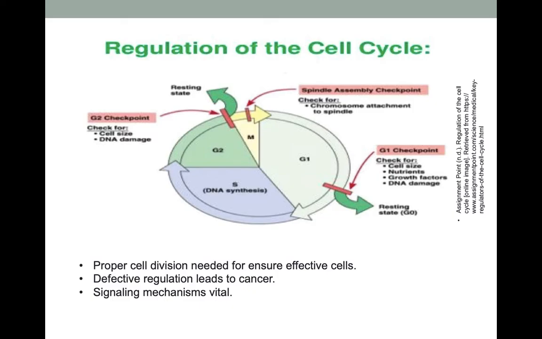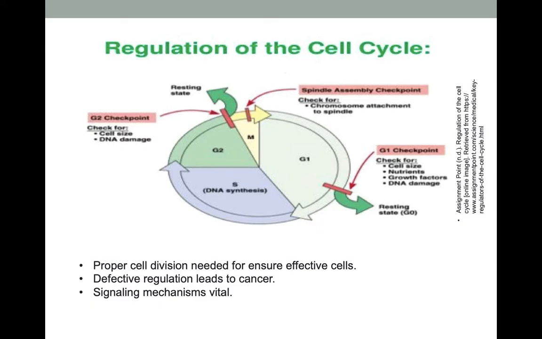A lot of times here, defective regulation is going to lead to cancers, uncontrolled cell growth. So the cell cycle gets stuck in the on button, and we keep making cells forming tumors, and those tumors can then have effects on the surrounding functioning tissue and lead to the results of cancer.